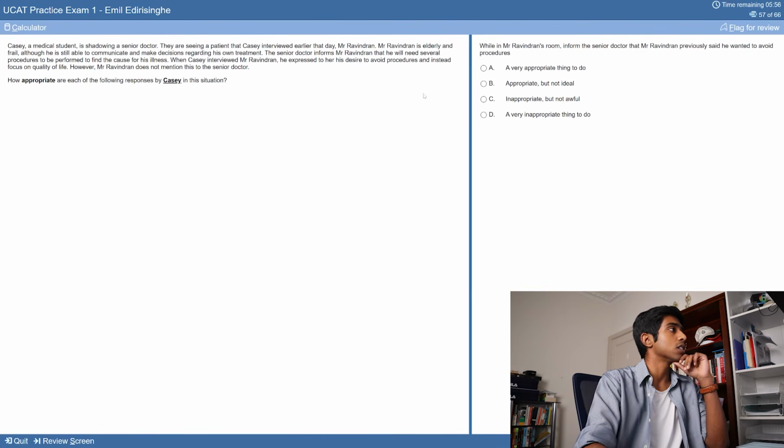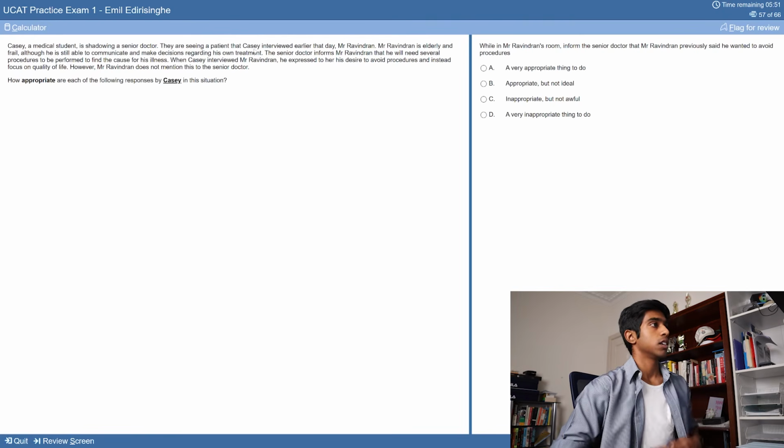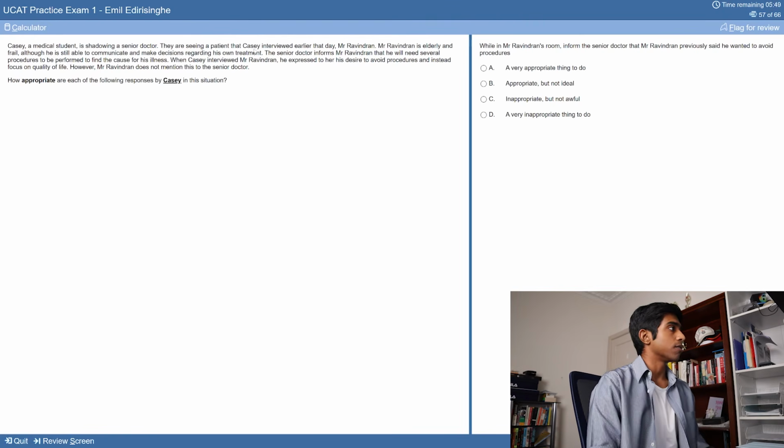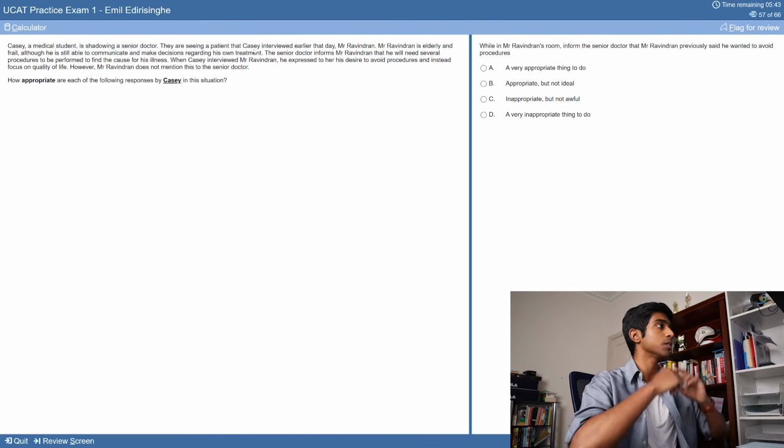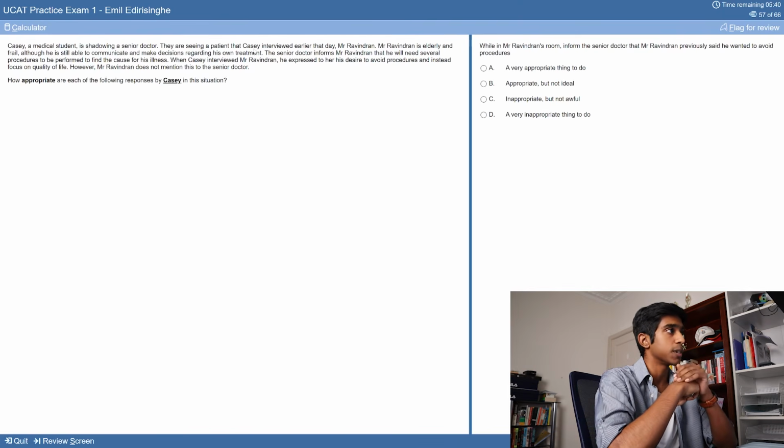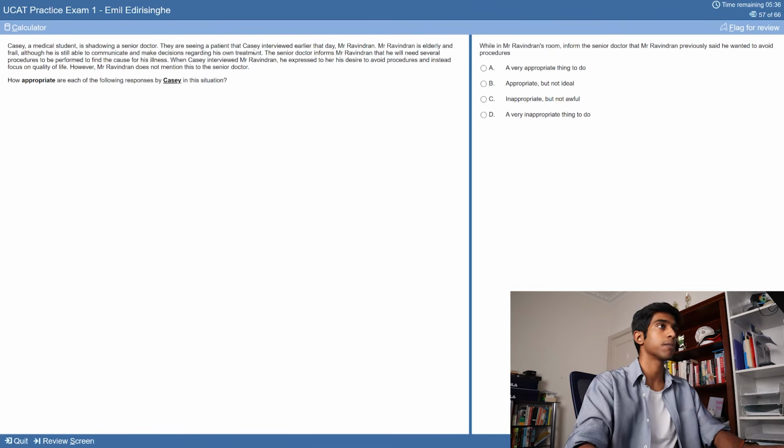Casey is shadowing a senior doctor. They're seeing a patient that they interviewed earlier that day. He's elderly and frail, but able to communicate and make decisions. Senior doctor informs that he'll need several procedures. When Casey interviewed him, he expressed to her his desire to avoid procedures, instead focus on quality of life. Mr. Ravindran does not mention this to the senior doctor.